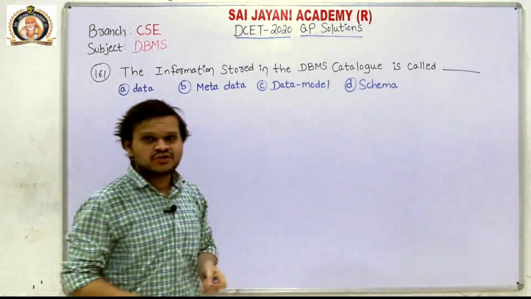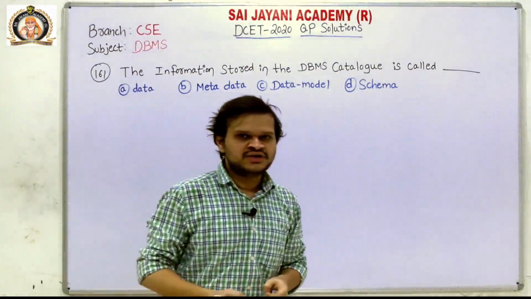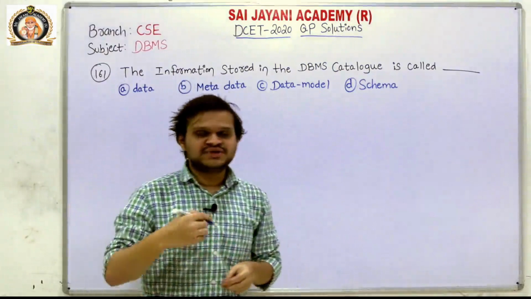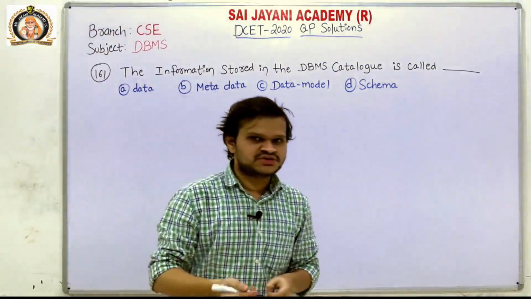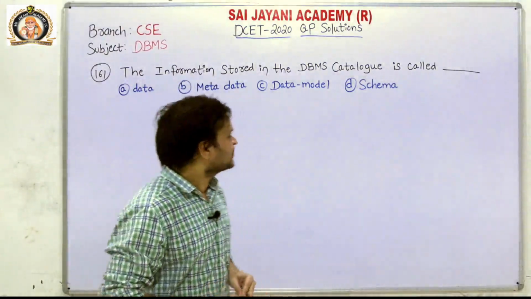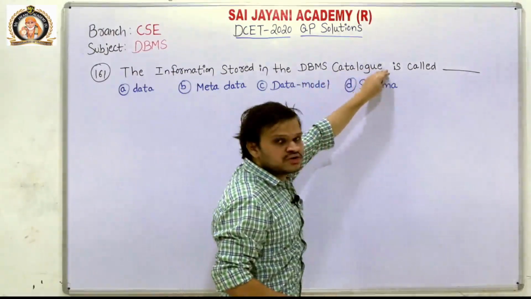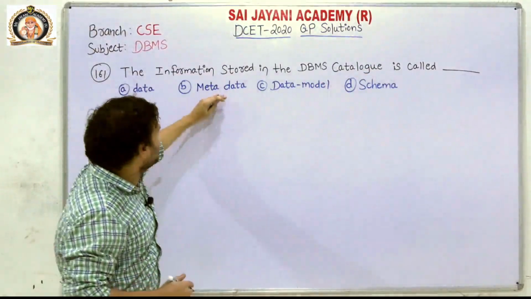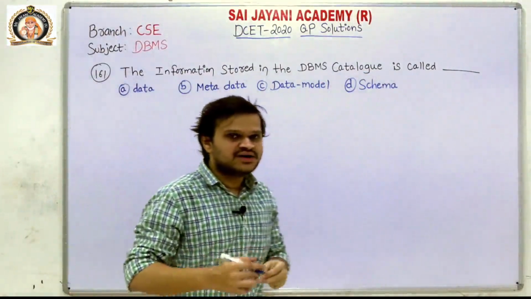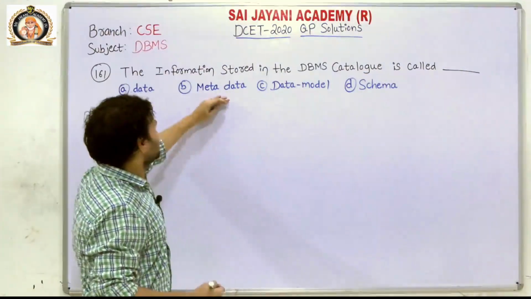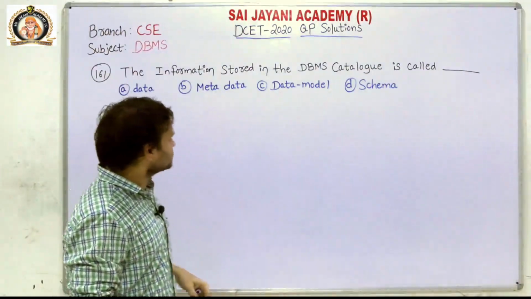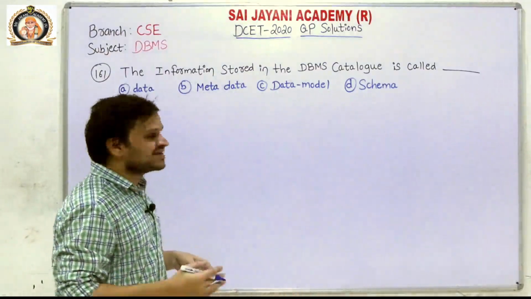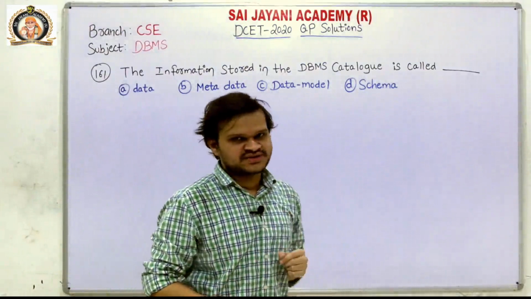What is a DBMS catalog? A DBMS catalog is just like a storeroom where all the users and the administrators check the information regarding the databases. And this DBMS catalog contains the metadata. Then what is metadata? Metadata is data about data, and it is used to describe the properties as well as the characteristics of some other data.